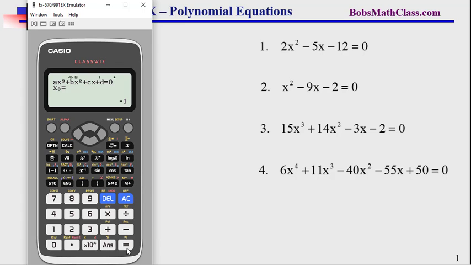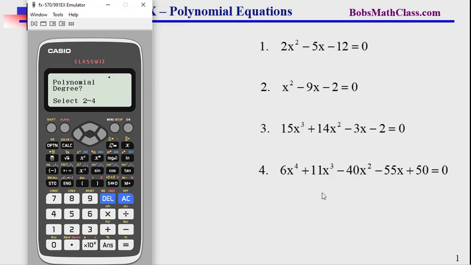Okay, let's do one more. Notice that this one doesn't have a maximum or a minimum for the vertex. That's because it's a cubed. There is no vertex of a cubic function. Okay, so now we want to do the next problem, which is the fourth. So I can't just start typing here. I have to hit menu. It's already set at A, so hit equals 2.